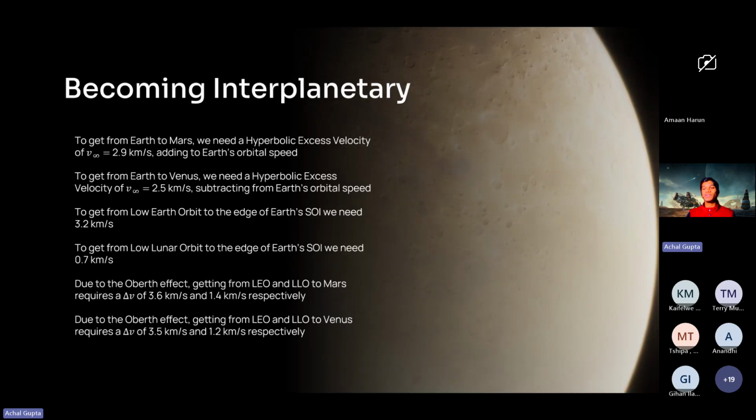But if we're going to Venus, we need to technically slow down. So we point the opposite way, and our hyperbolic excess velocity should then be 2.5 kilometers per second, so that it subtracts from Earth's 30 kilometers per second, and we can lower down to the Venusian orbit. Obviously, you can see how the Oberth effect plays a role here, because you can't simply add what hyperbolic excess velocity you need to the delta V to get there, because of the efficiency gain you have when you're burning from, let's say, low lunar orbit or low Earth orbit.